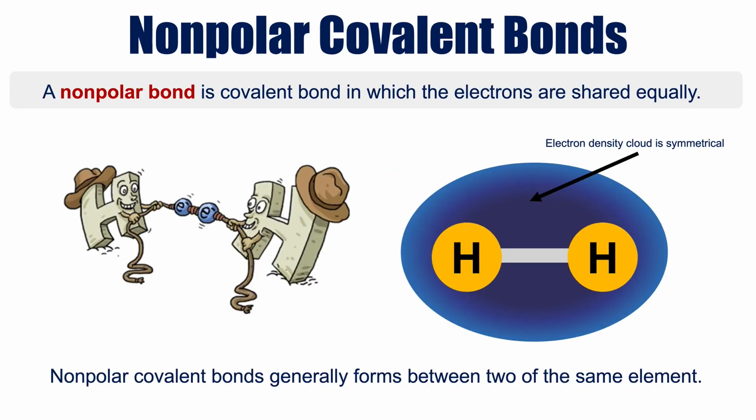In a nonpolar covalent bond, the electrons are shared equally between those two elements. Generally, their electronegativity values are either equal or very close to each other, so one element really isn't able to have a stronger pull than the other one, so the electrons are being shared equally back and forth. You can see in the image on the right, for this bond between the two hydrogens, the electron density cloud is symmetrical because those electrons are being shared equally back and forth between those two elements.